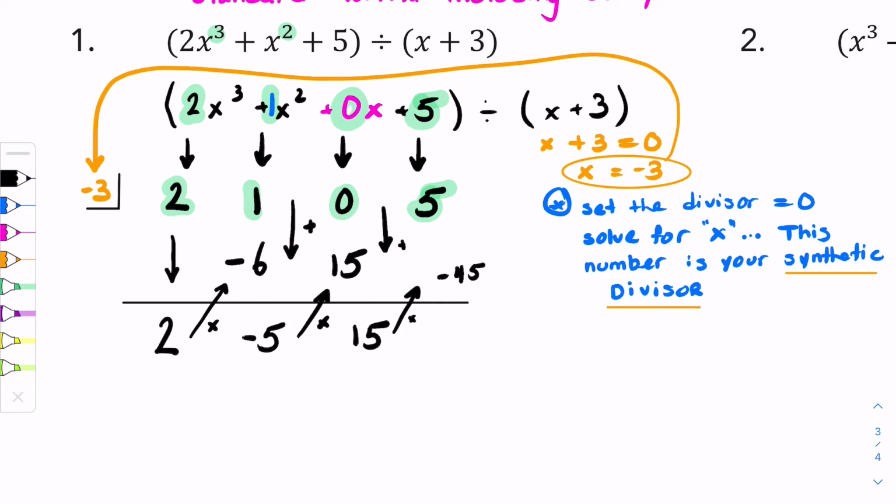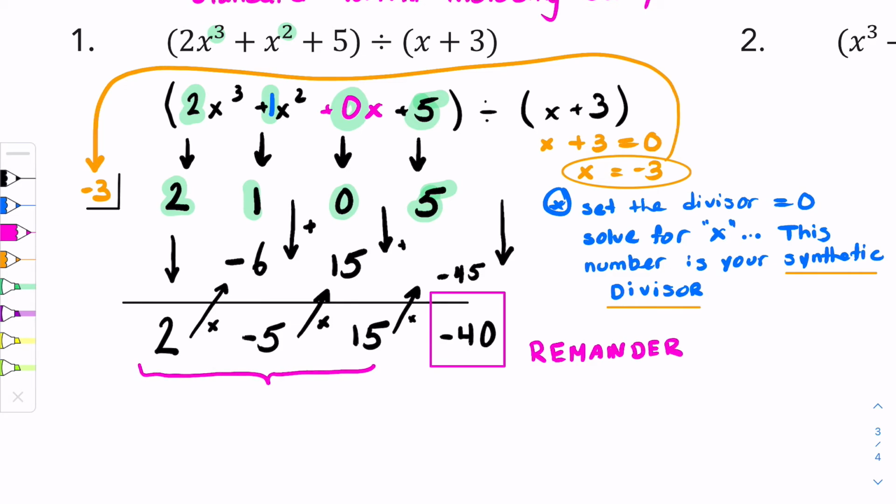And 5 plus -45 is -40. So this last number, whatever the last number is, is always going to be your remainder, every time. And these numbers right here are your coefficients. They're the coefficients working backwards from the constant. So just like we pulled the coefficients down from here, you're going to do the same thing for your answer.